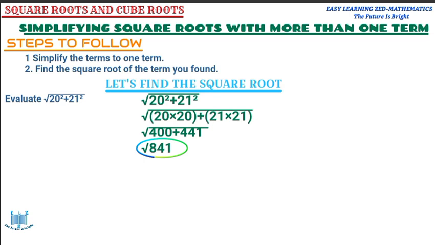The next thing I'm going to do is find the square root of 841. Okay, so the square root of 841 is 29. 29 is the square root of 841. So basically, this is how you simplify square roots with more than one term. If you have got questions, you can ask in the comment section.